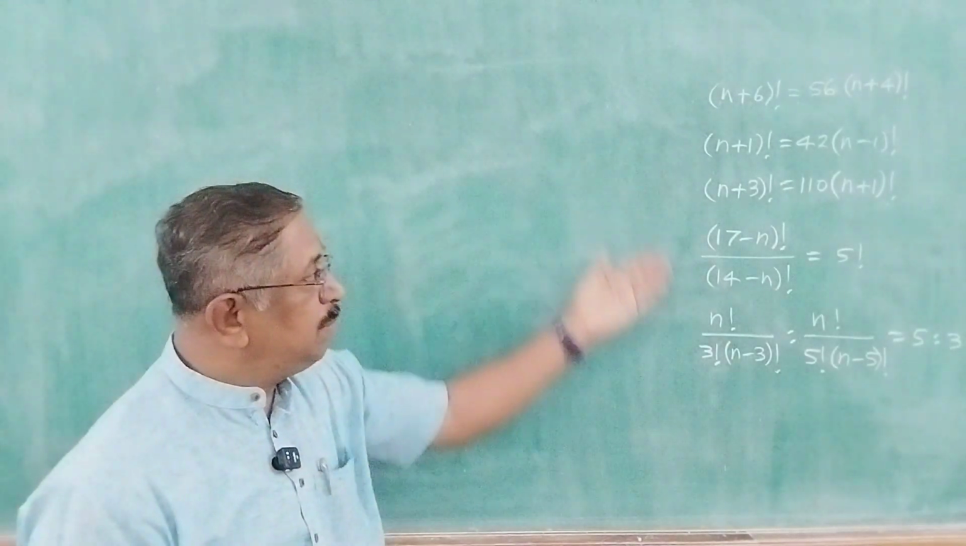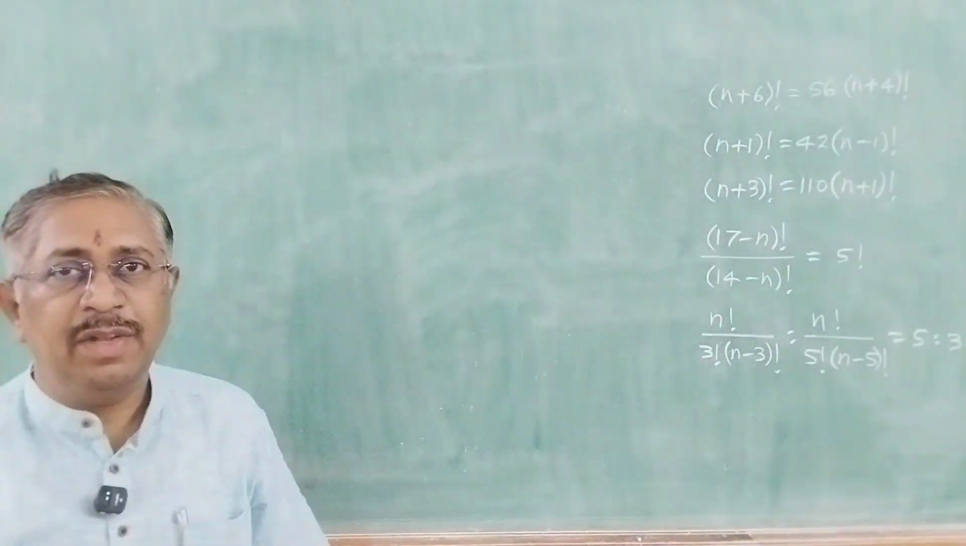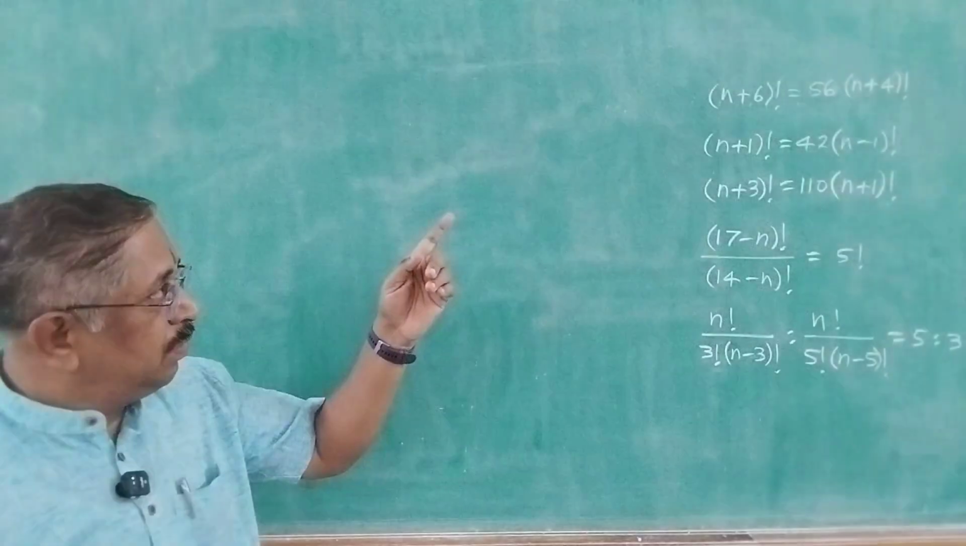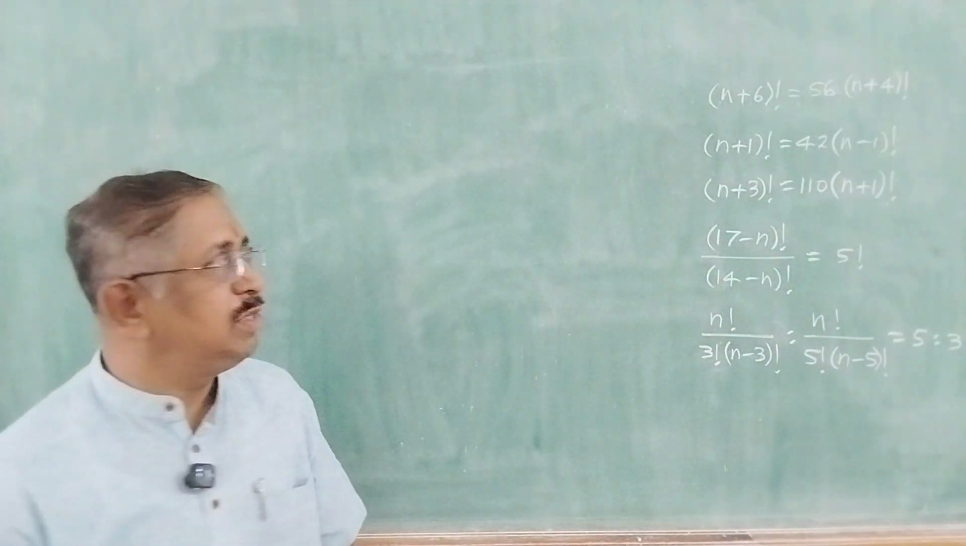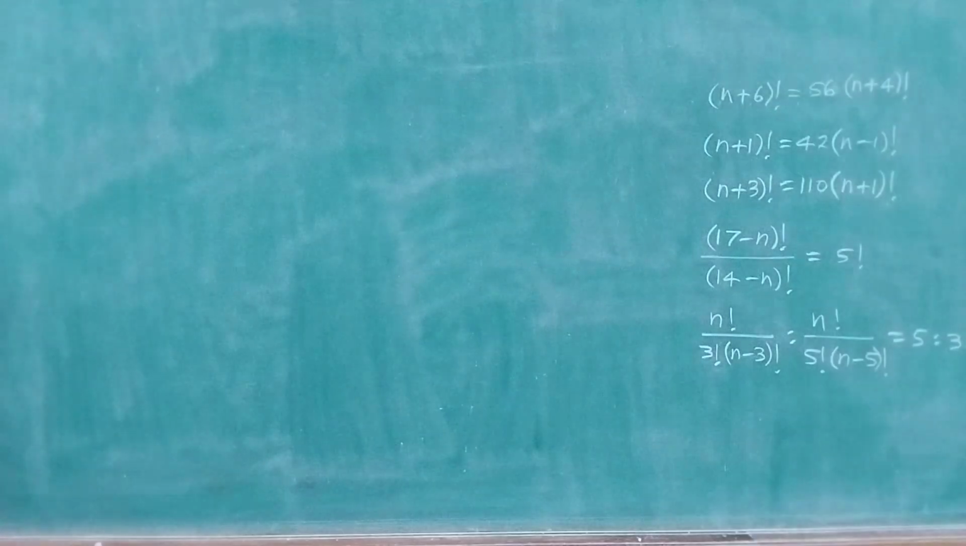Let us discuss few problems related to n factorial. I have written few problems on the board. First one is (n+6)! = 56 times (n+4)!.